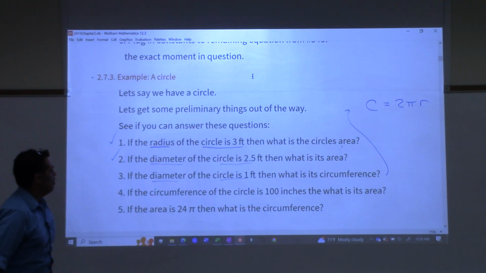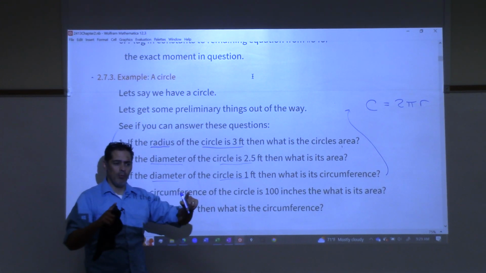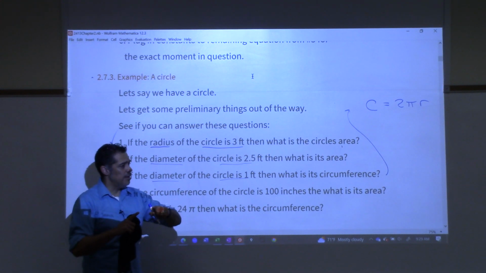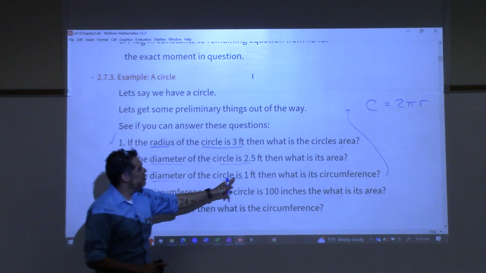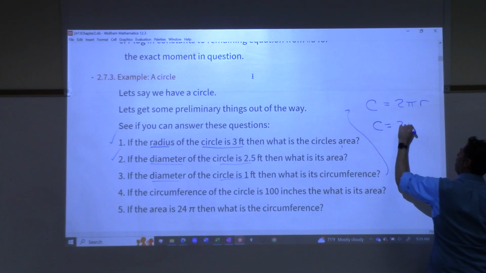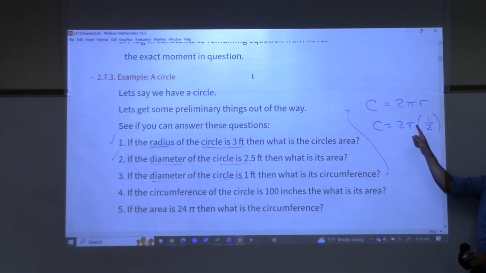Okay? And we know the diameter, right? The diameter is 1. So if the diameter is 1, what's the radius? Half, right? Half of 1. So for this particular problem, the circumference would be 2 pi times the radius, which we would say is a half, right? Half of 2 is 1, so this is just pi.